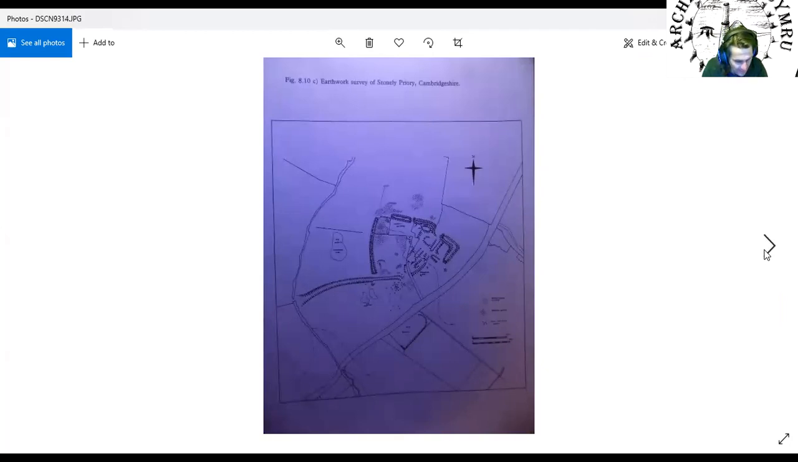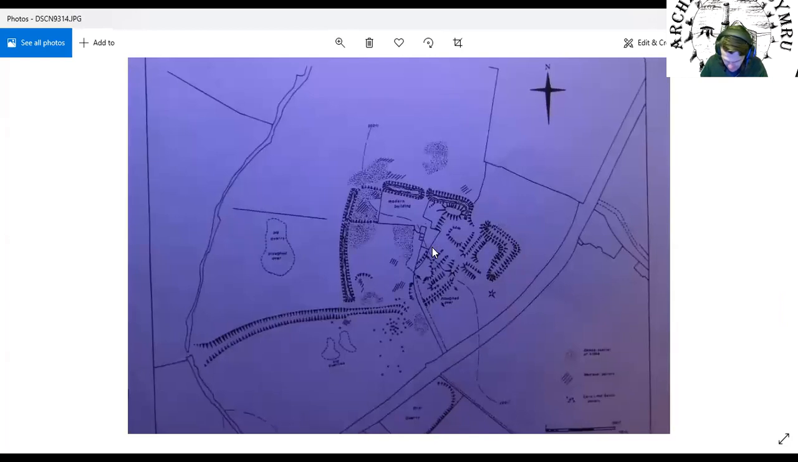So when we get to the third drawing, the archaeological one shows the actual site as it is today. There are faint earthworks where the priory buildings were. So here we go. You can actually see these earthworks. It's great, isn't it? The archaeological one.